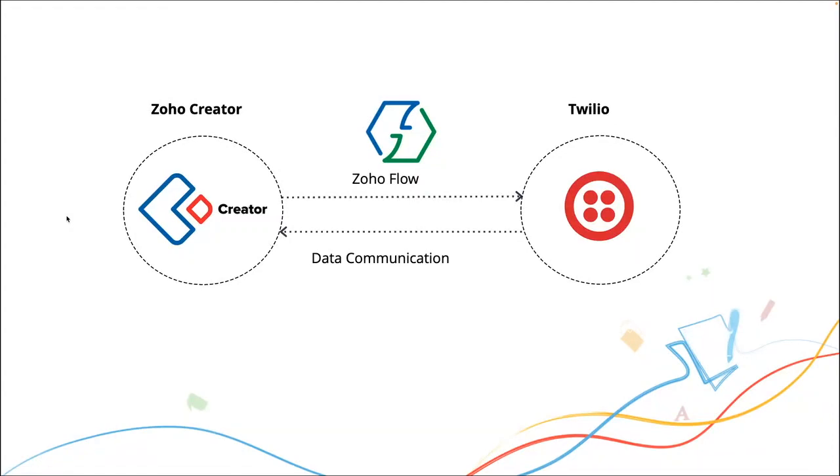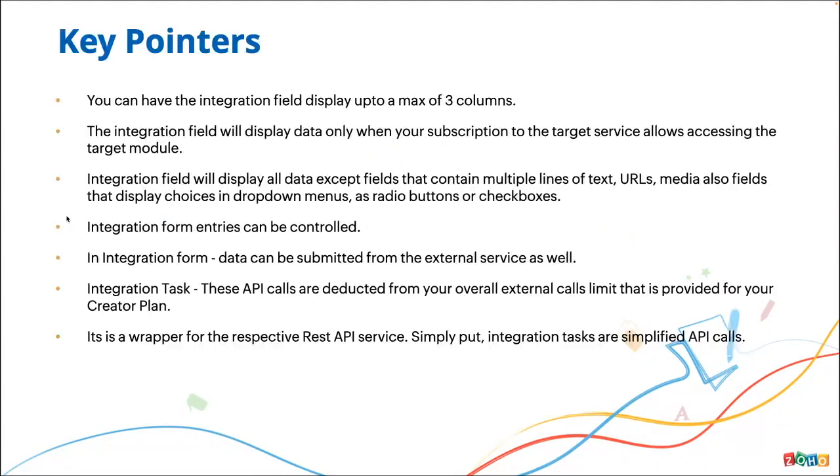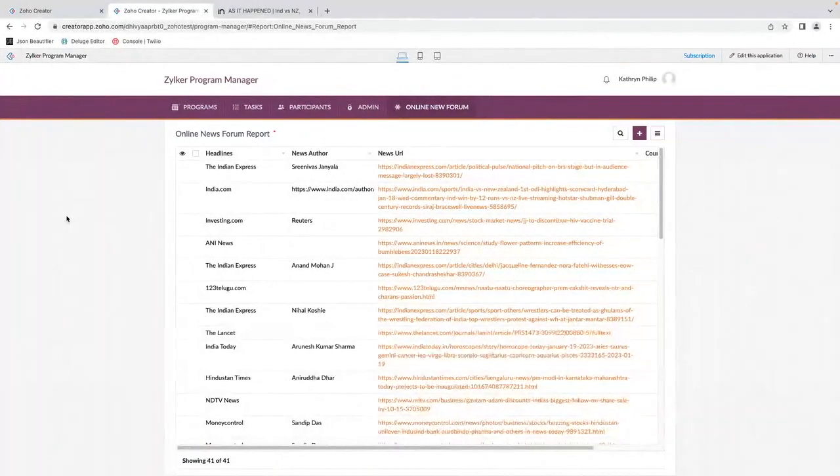This is just a quick diagrammatic representation of how the data flow happens. You have Zoho Creator and Twilio, and we are using Zoho integration flow in this case, and the data communication happens between Creator and Twilio, just like how it's represented in the diagram. Now let's delve deeper into the demonstration.